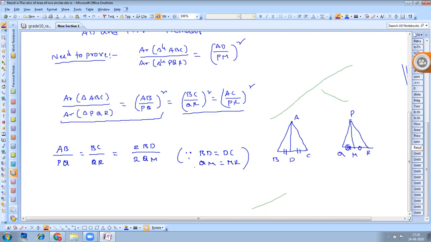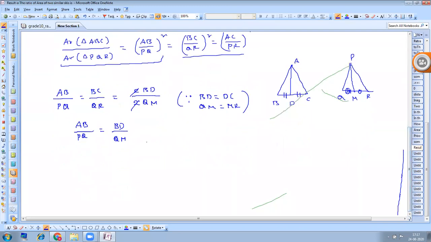Am I right? Because of the median only, D is the midpoint of BC and M is the midpoint of QR. So if it is a midpoint, finally I can write the ratio AB by PQ as BD by QM. BD by QM. This is one point we have to keep in mind.